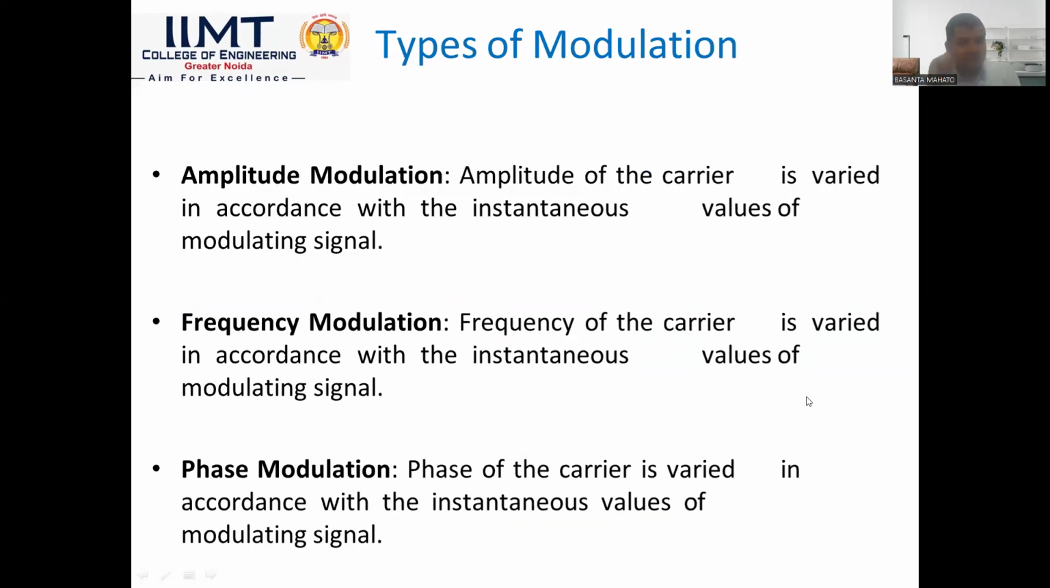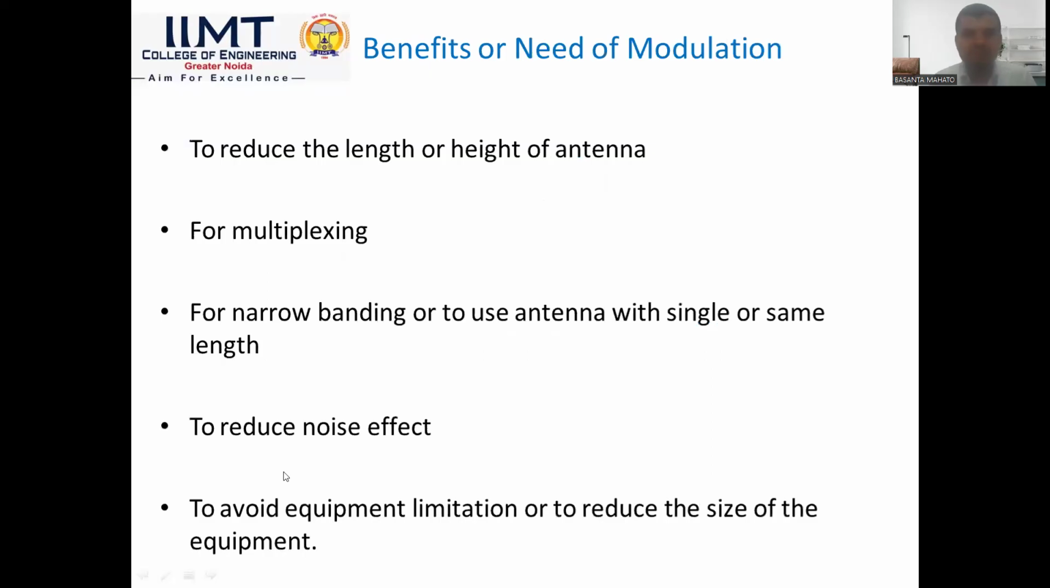So these are the basics of modulation. One is called amplitude modulation: since it changes the amplitude of the carrier, it is called amplitude modulation. If the frequency of the carrier changes in accordance with the message signal, it is called frequency modulation. If the phase of the carrier varies in accordance with the message, it is called phase modulation.